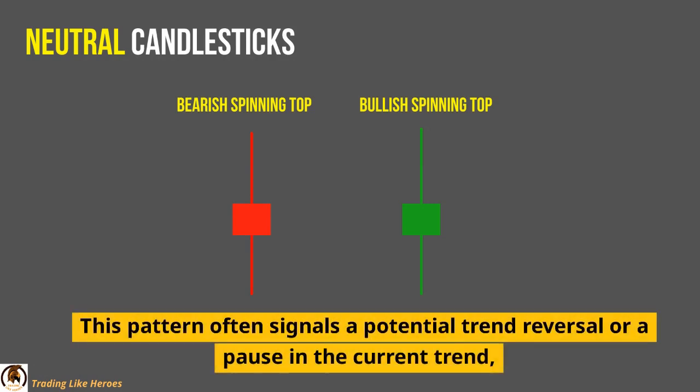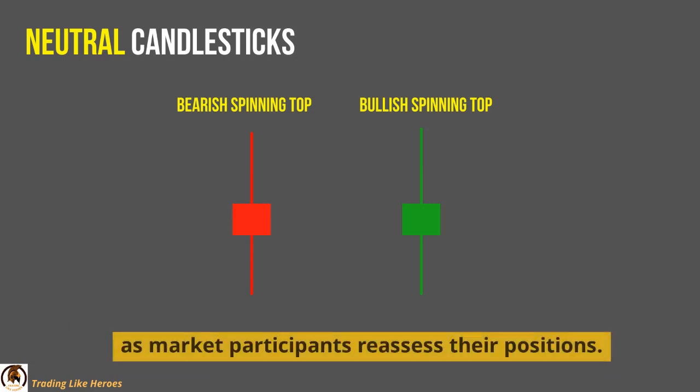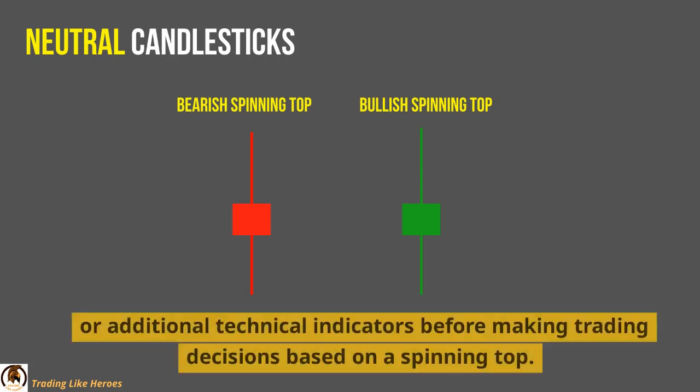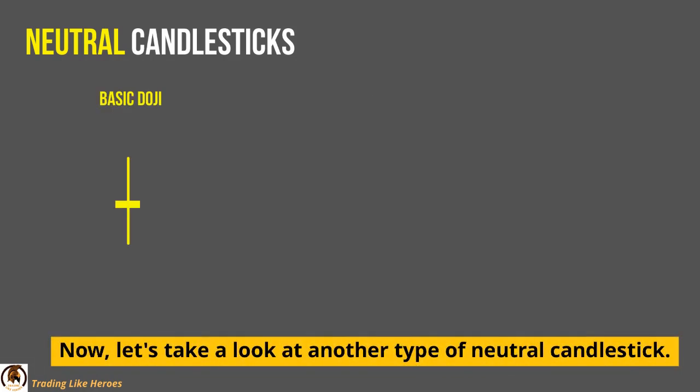This pattern often signals a potential trend reversal or a pause in the current trend, as market participants reassess their positions. To be honest, traders typically look for confirmation from subsequent candlesticks or additional technical indicators before making trading decisions based on a spinning top. Now, let's take a look at another type of neutral candlestick.